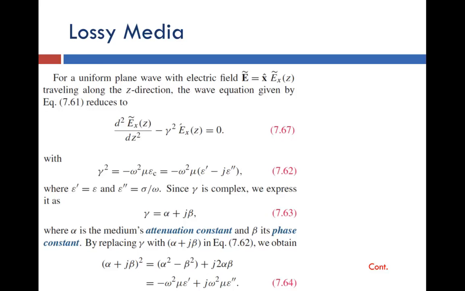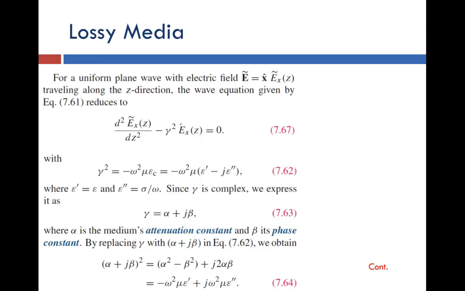So under those cases, we found that our wave equation reduced to the following, where we have a second derivative with respect to z minus gamma squared E sub x of z is equal to 0. And now in the previous section where we talked about lossless media, we basically said this gamma squared is equal to minus omega squared mu epsilon c, where epsilon c is epsilon prime minus j epsilon double prime, and epsilon double prime is sigma over omega. So these are all relationships that we derived in this and the previous chapters.